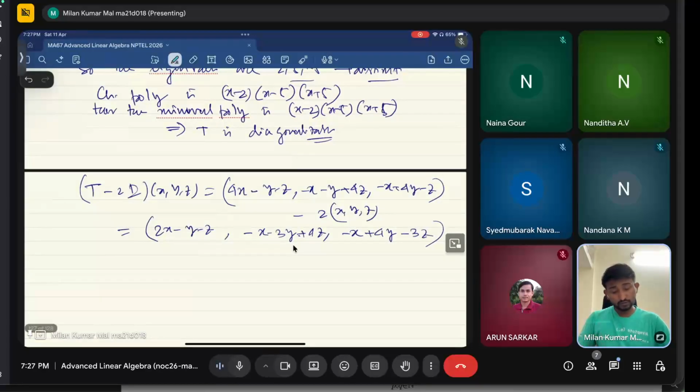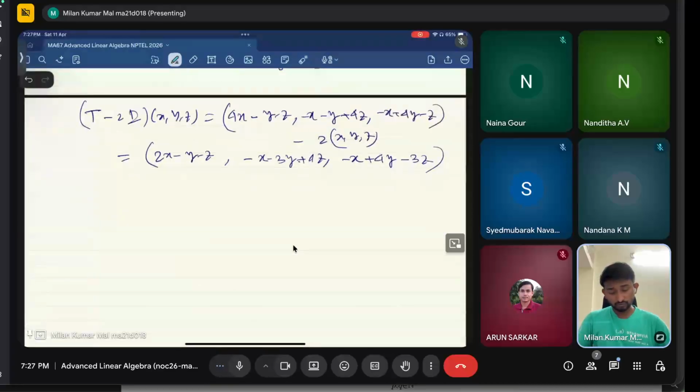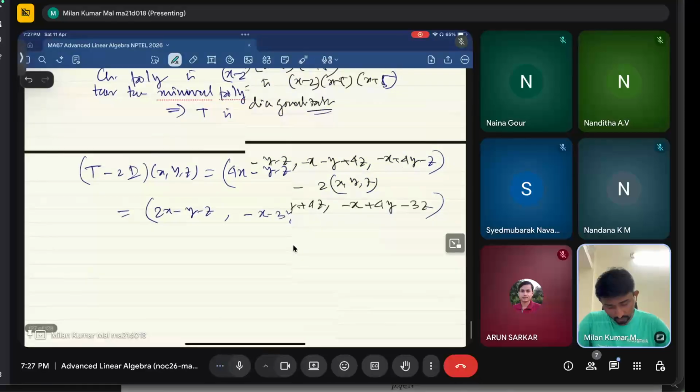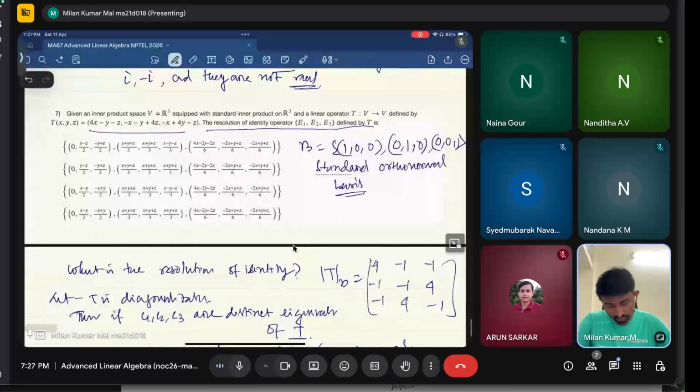Now if this is equal to 0, okay, just a minute. Is there any shortest method? I mean, this can be done, but I just wanted to find out whether there is any shorter method. Okay, let's see what happens.